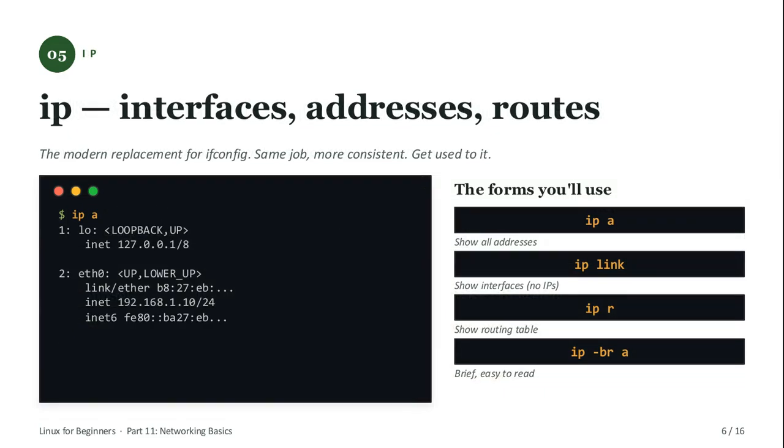Now to actually see your machine's place on the network, you'll reach for ip, the modern replacement for the old ifconfig command. Running ip a shows every interface and its addresses. You'll spot lo, the loopback at 127.0.0.1, and something like eth0 with your real LAN address. From there, ip link focuses on the interfaces themselves. ip r shows the routing table, how packets find their way out, and ip -br a gives you a clean one-line-per-interface summary when you just want a quick glance.